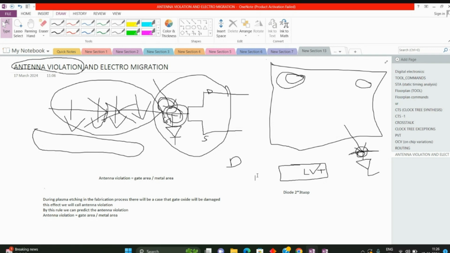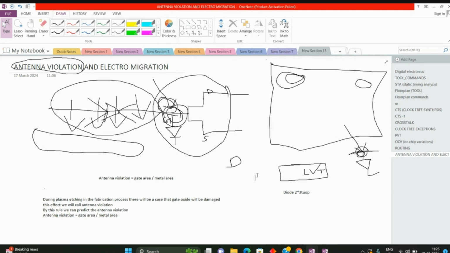So what does antenna diode mean? That is a reverse biased diode. That's it. So we insert an antenna diode to clear the antenna violation. That is all I knew. But when I saw the real issue, when I was fixing it, for every case we don't insert the diode. It is a waste.